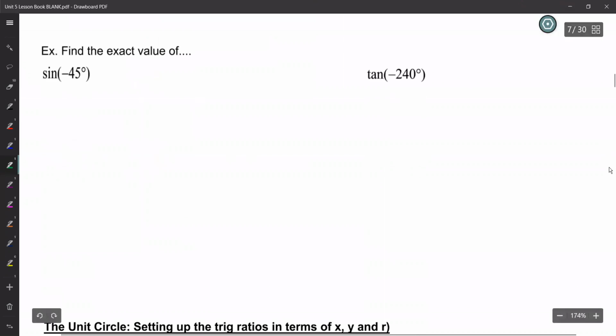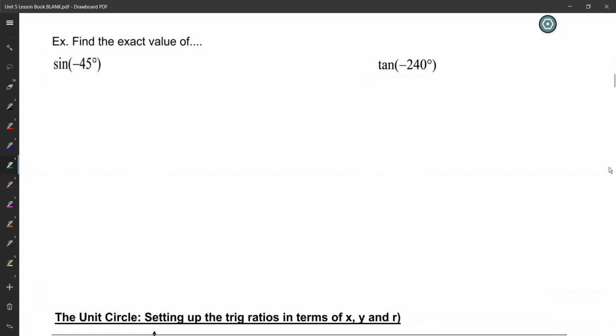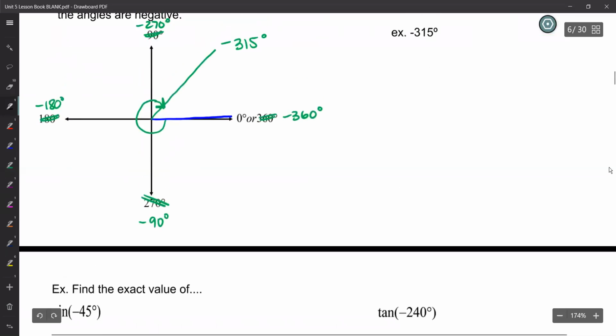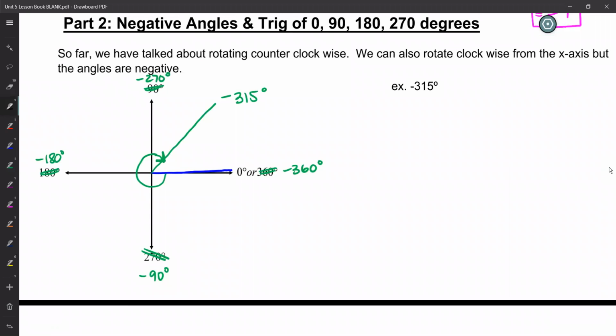So you may see scenarios where it asks you to find the exact value of sine, cos, or tan of a negative angle. And we are going to switch a negative angle into a positive rotation first, and then we'll do all our usual steps. So if we look back at negative 315 for a second, what's the positive rotation that would bring my arm to the same location right here? Oscar?